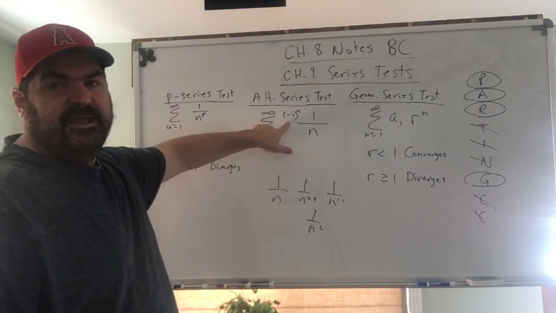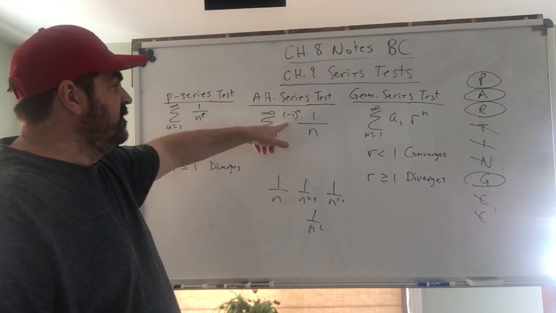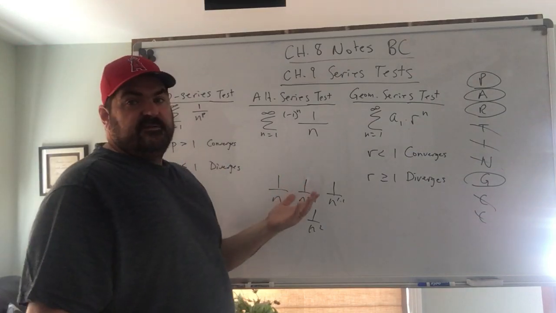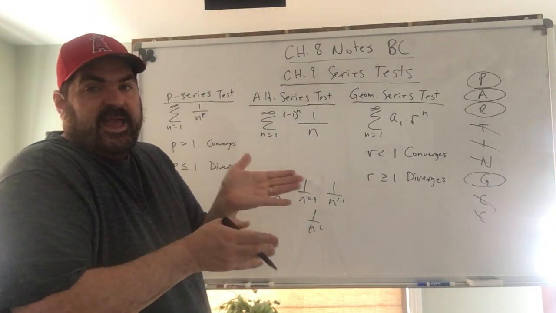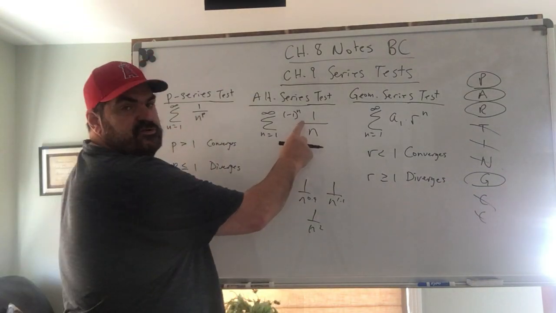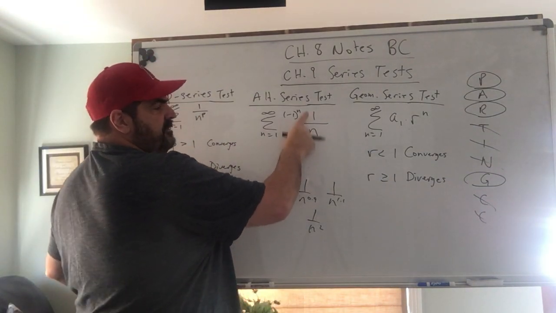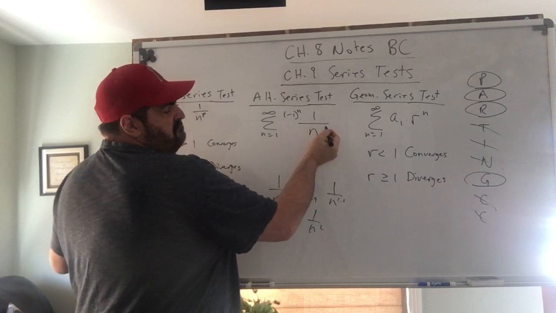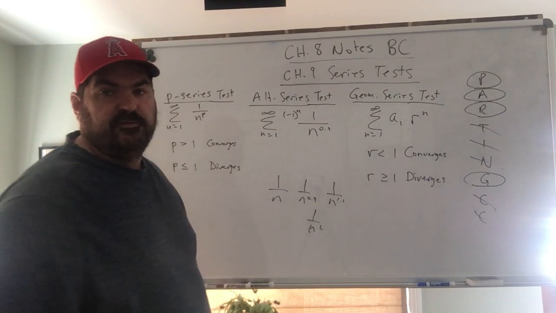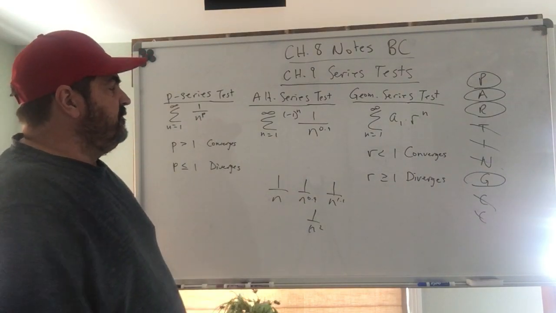If you have a -1 to the n or -1 to the n plus 1, it's now an alternating series. In an alternating series, the gap doesn't have to be 1, it just has to have a gap. It could be 0.2, it doesn't matter. So this is now a convergent series, as long as there's a gap. So 1 over n, even if it's 0.9, still convergent. So that's all we have to do.